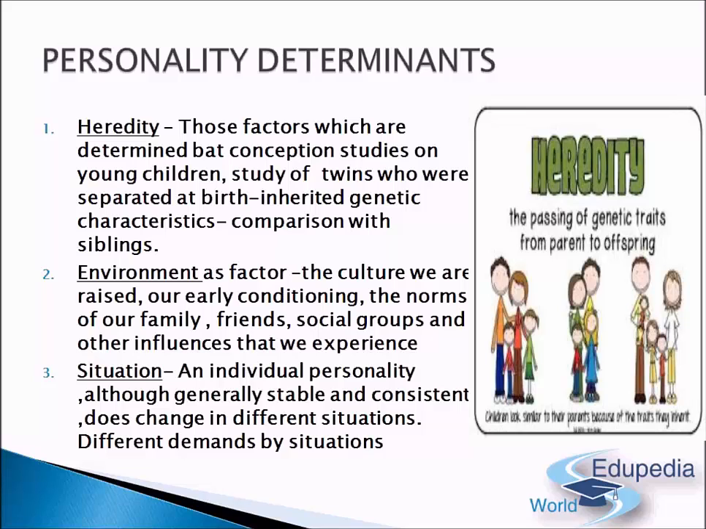Heredity is something which takes place at the conception. These factors are determined at conception. When we study children who are twins, who are separated at birth, they inherit the same genetic characteristics, but they are separated. They are siblings. So genetic factors will be determined because they had the same genetics.